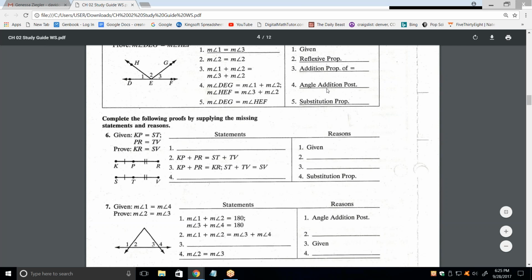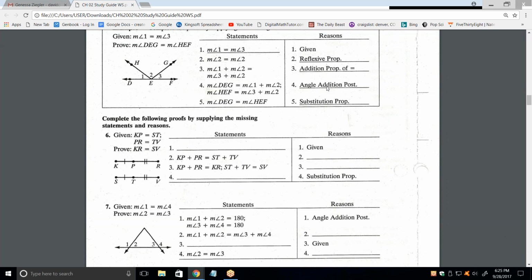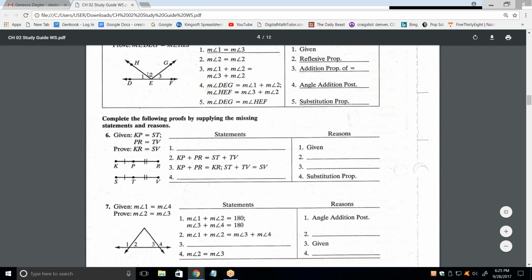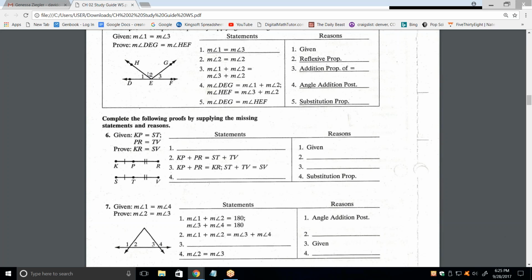This says the angle addition postulate. I'm looking at their example. Instead of the segment angle addition property, it's the angle addition postulate. That's what makes DEG equal to 1 plus 2. And in our problem number 6, that is going to be the segment addition postulate instead of angle.